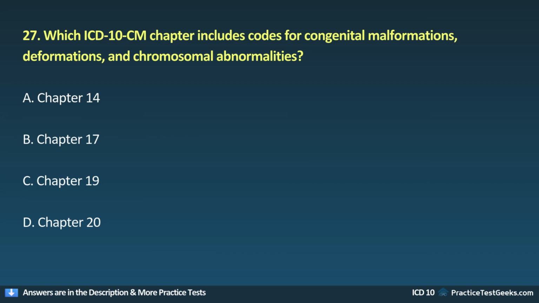27. Which ICD-10-CM chapter includes codes for congenital malformations, deformations, and chromosomal abnormalities? A. Chapter 14. B. Chapter 17. C. Chapter 19. D. Chapter 20.